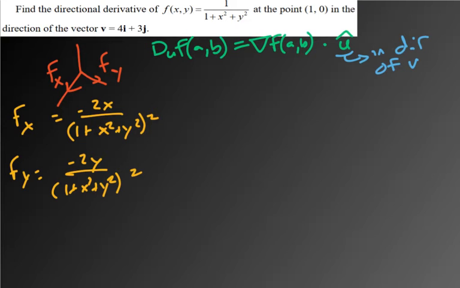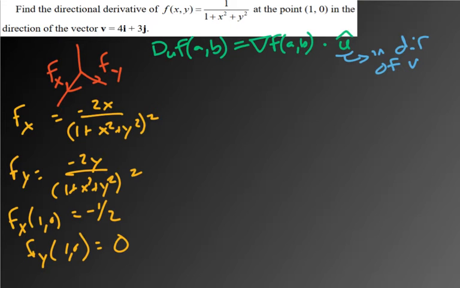And then you have to evaluate it at the point. So if you do f with respect to x at (1, 0), the instantaneous rate of change in the x direction is negative 0.5. And then if you do y, you would get 0, because you'll have a 0 up top, right? So negative 0.5, 0 is this vector.